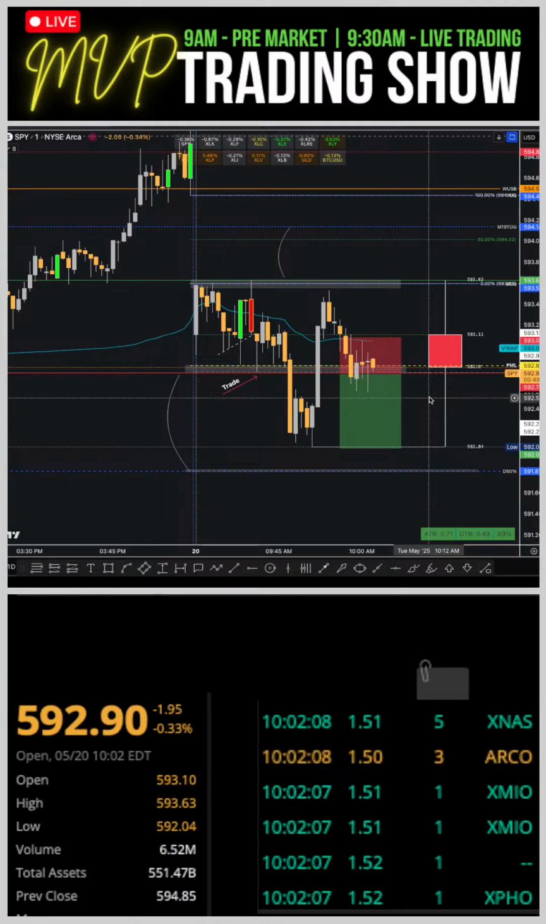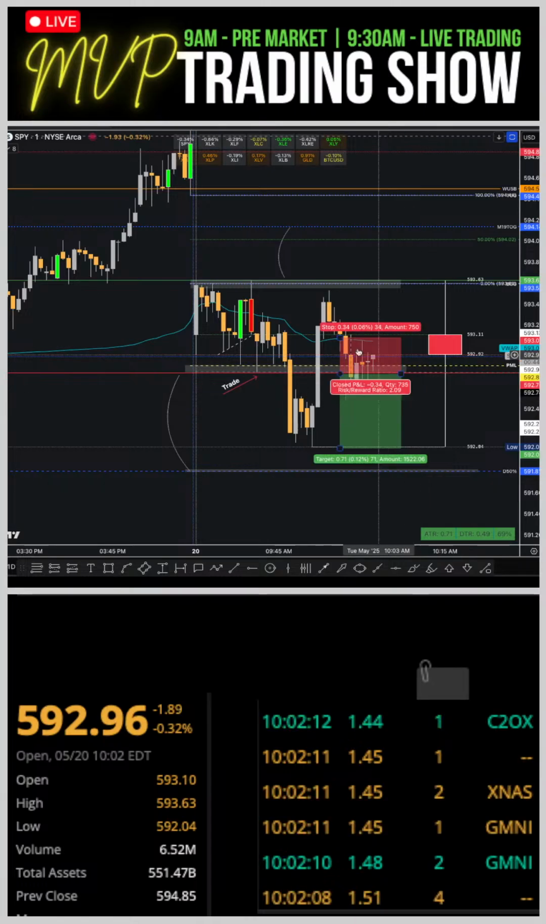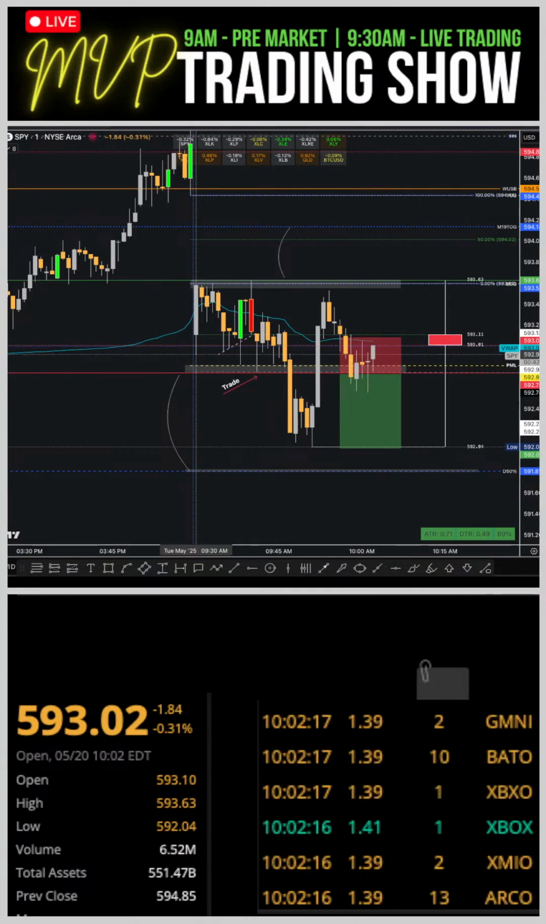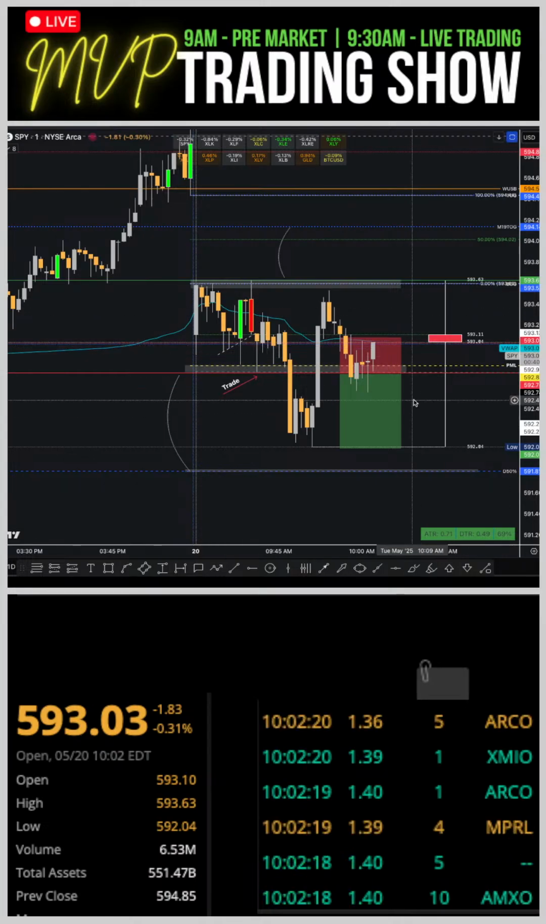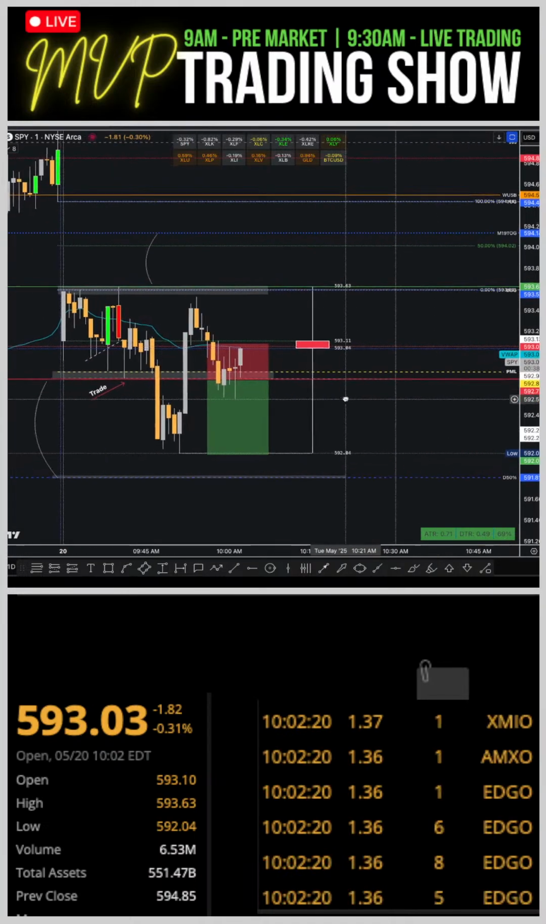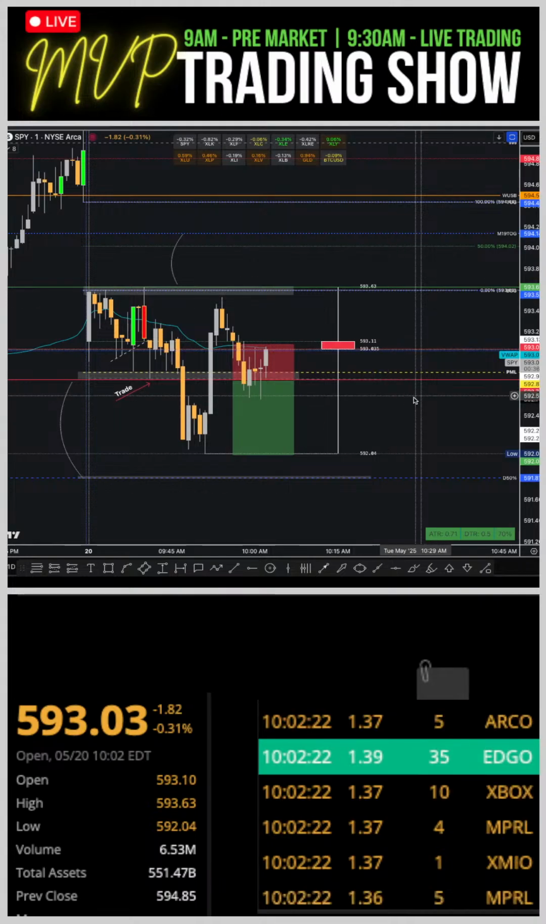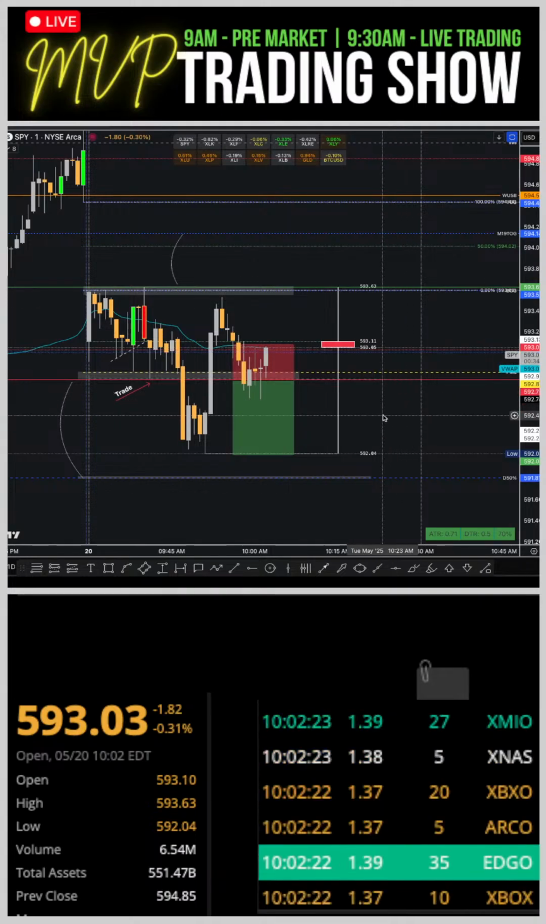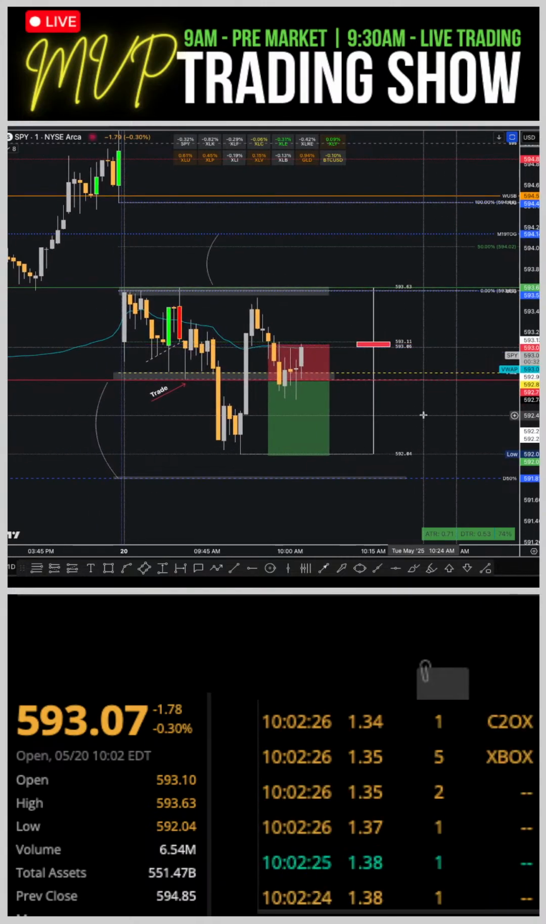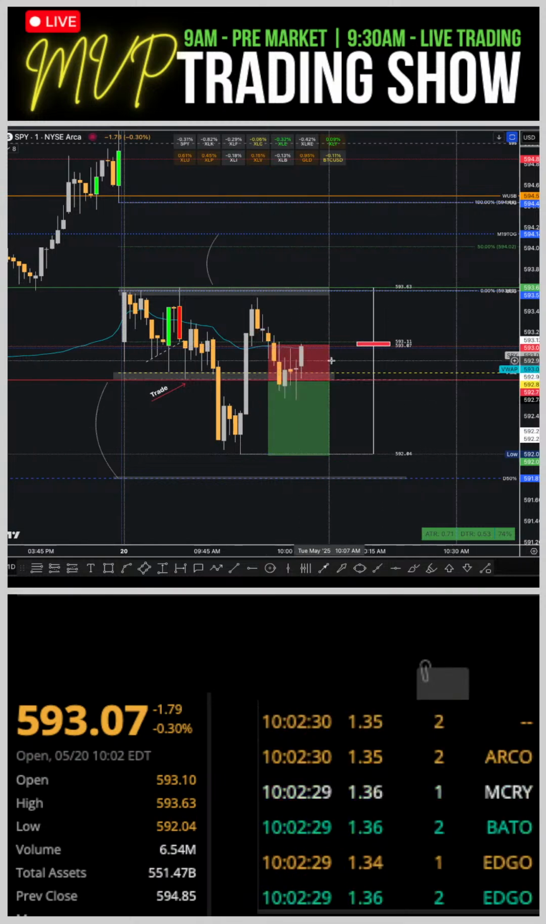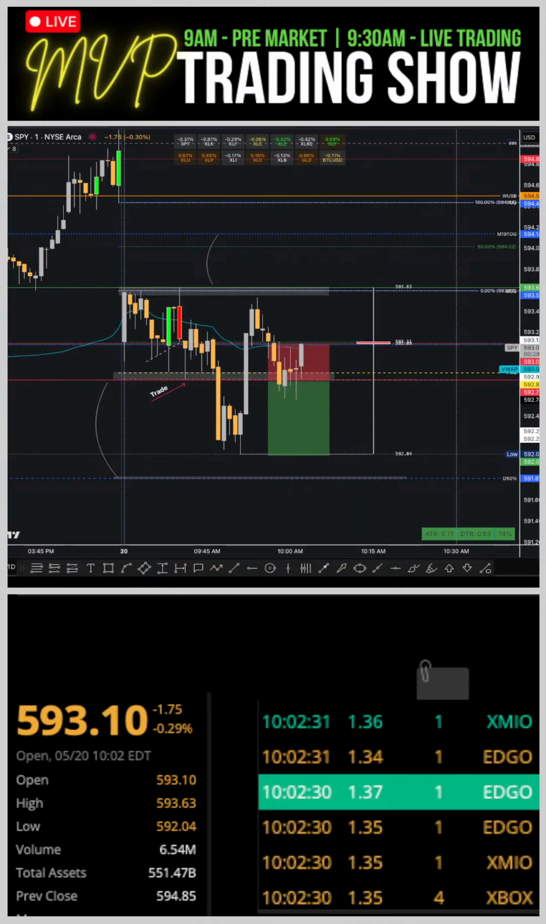All right, I still like it to the downside below that 592.75, but again, it's just nothing clean. Nothing clean inside on the hourly. Probably wait until second shift. We're about 28 minutes away from second shift. There's no real edge in this environment right now, so be very, very careful.